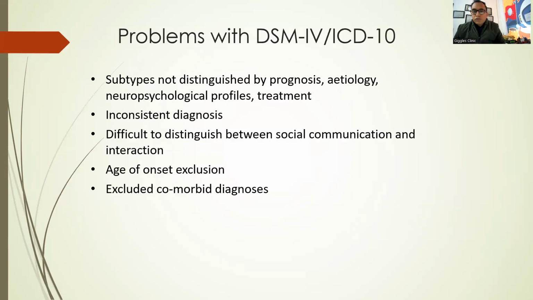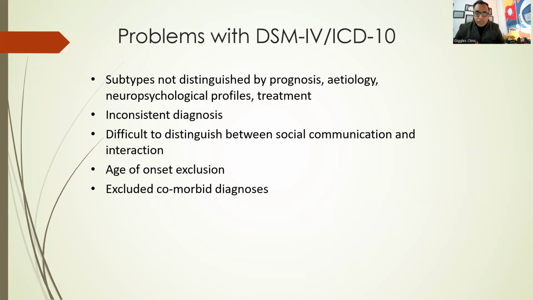So what were the problems with the DSM-4 and ICD? Now ICD-11 has come. So what were the problems with DSM-4? Subtypes were not distinguished by the prognosis, etiology, neuropsychological profiles and treatment. It was totally inconsistent. It was not able to distinguish between social communication and interaction. That means DSM-4 was not able to differentiate whether it is an autism spectrum disorder, a social communication disorder, or a speech language impairment.